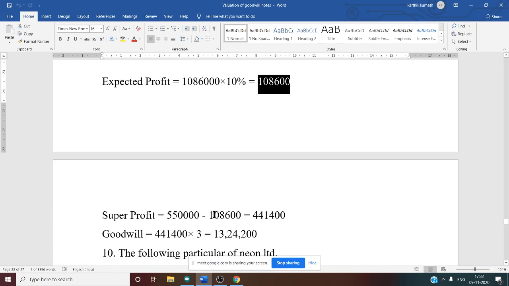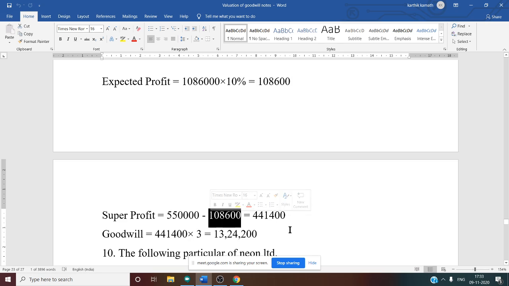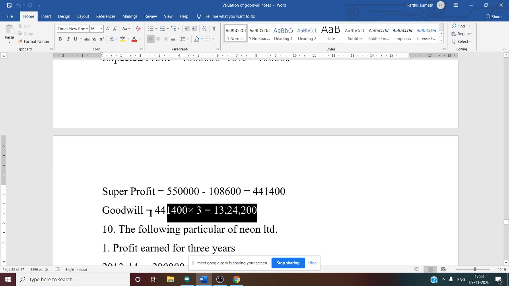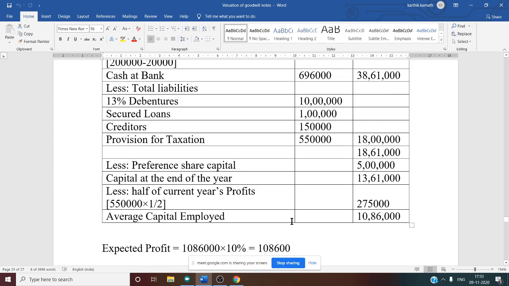Now we can easily calculate super profit. That is actual minus expected profit. Actual profit we know is 5,50,000. Expected profit we just got is 1,08,600. Super profit is the difference between those two answers. That is 4,41,400, our super profit. Next, goodwill is super profit into years of purchase, that is 4,41,400 into 3. You will get the final answer, goodwill, that is 13,24,200. This is our final answer.